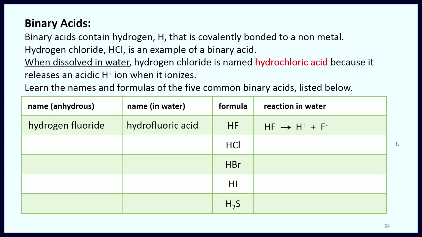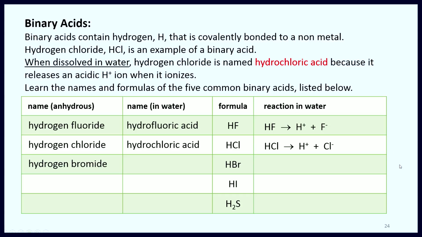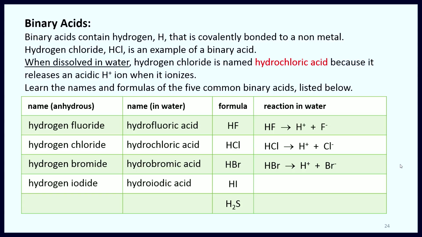HCl, anhydrous name is hydrogen chloride, and in water it's called hydrochloric acid because it ionizes as shown. HBr is named hydrogen bromide, but when it's in water it's hydrobromic acid, again because it ionizes as shown. HI is hydrogen iodide, and in water it's hydroiodic acid. Sometimes just the first O is dropped and it's hydriodic acid. You have an option there. It ionizes as shown.